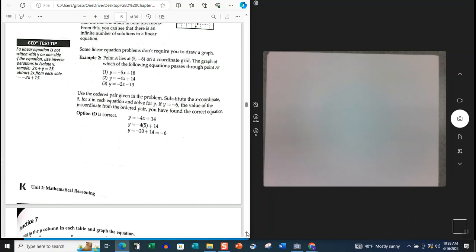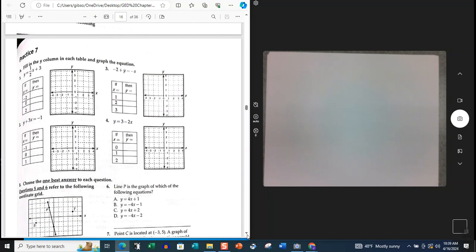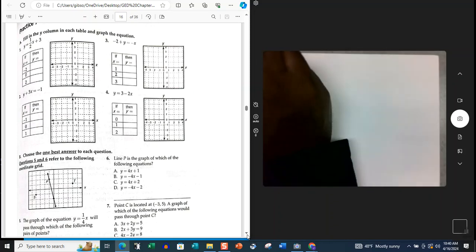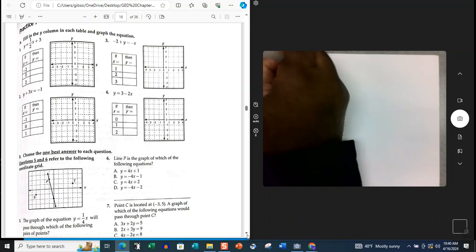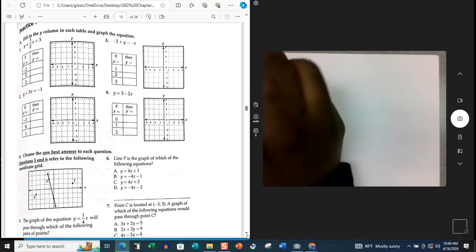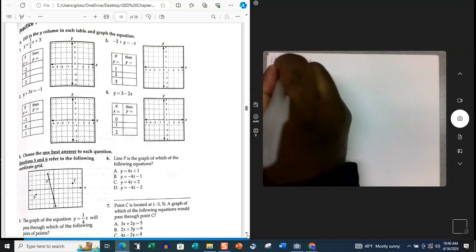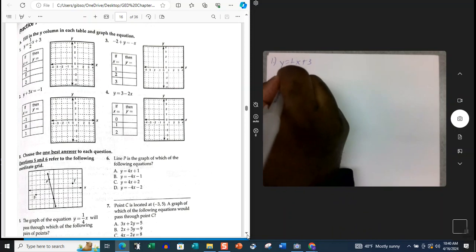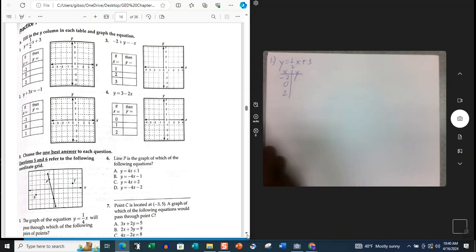So now we go down here to the practice problems. It says fill in the y column in each table and graph the equation. Now, what I'm going to do is fill in the y column for all 4 of these problems, but I think I may only graph 2 of them. So let's go with number 1. We have y equals 1/2 x plus 3. So I'm just going to draw a table here. We have x, y, and we have negative 2, 0, and 2.